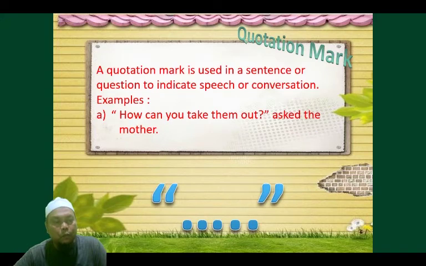Okay. The last one, a quotation mark is used in a sentence or question to indicate speech or conversation. Example, how can you take them out? Asked the mother. It should be like that.